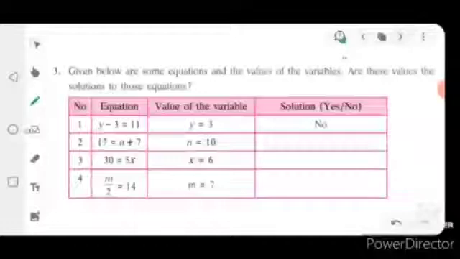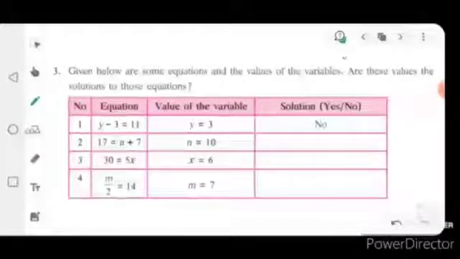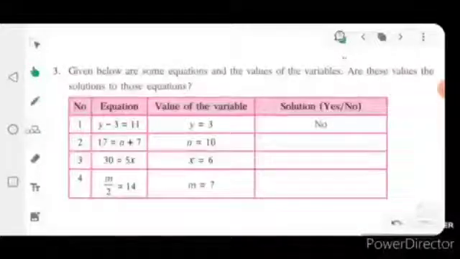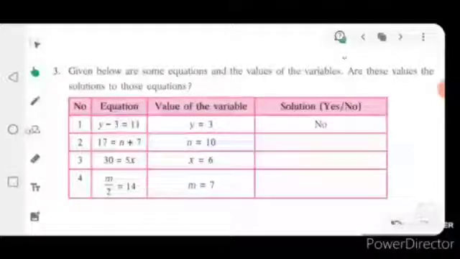Now the next, question number 3. Question number 3 is that given below are some equations and the values of the variables, means changeable letters, x, y, z or any letter. Are these values the solutions to those equations? Means the value of a particular variable is given to you. You will have to find out whether the given solution is correct or not.